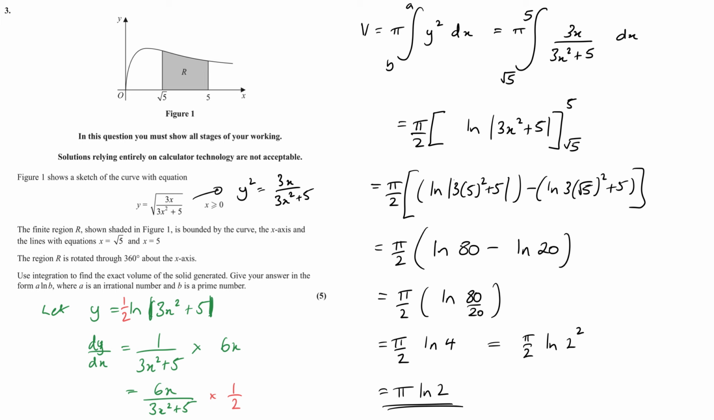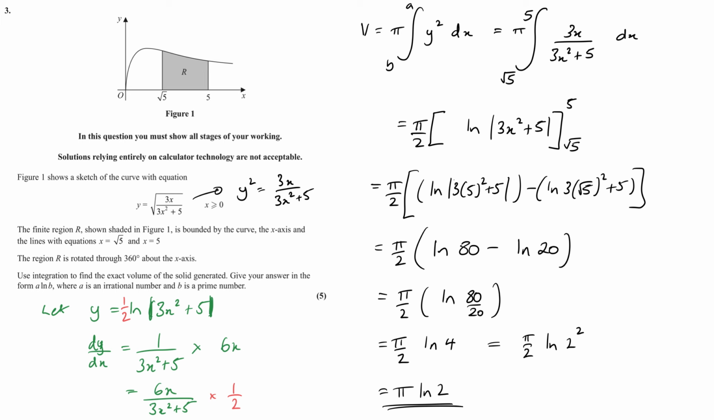Okay, and now this is in the form a plus b. Because a was irrational, hence the pi, and b a prime number, hence the 2. Obviously, if we left it like that, 4 is not a prime number. Okay, and that's the hint, just to make sure.